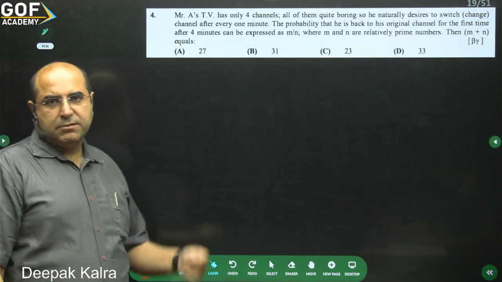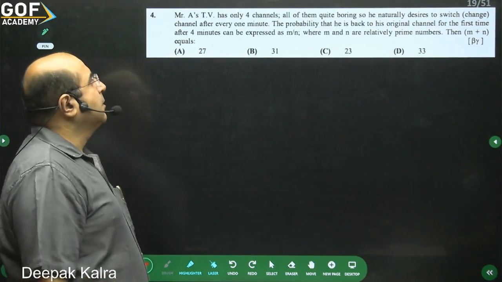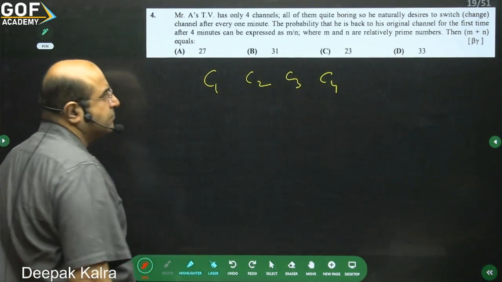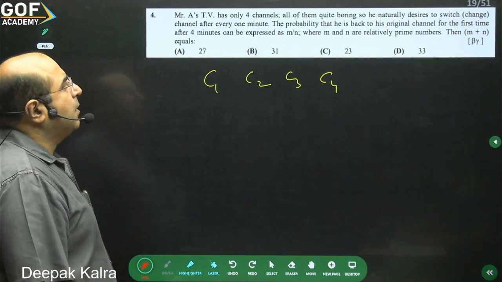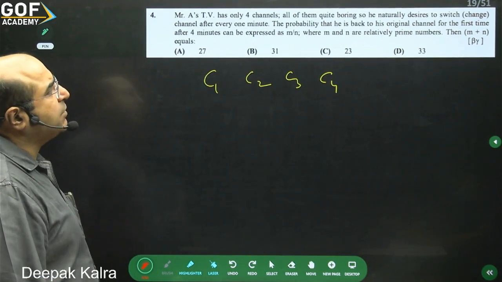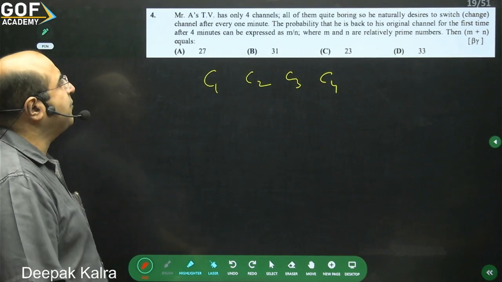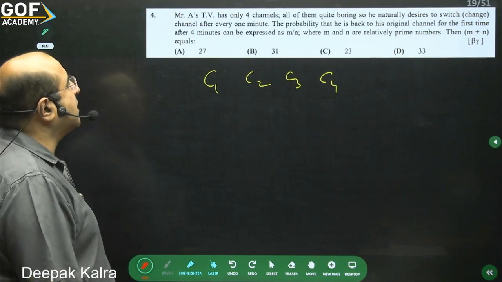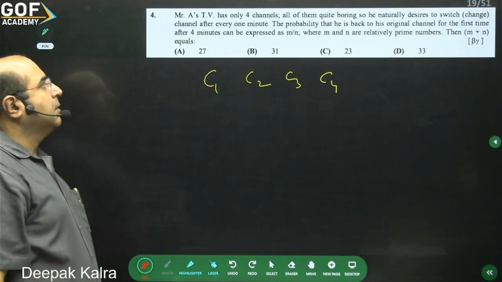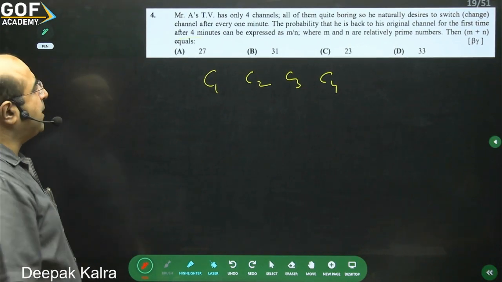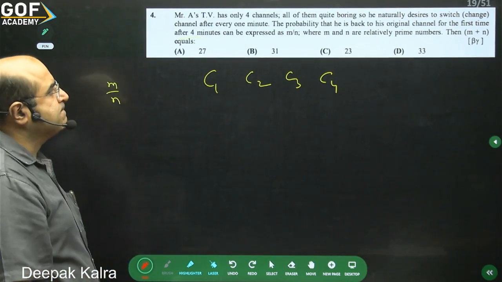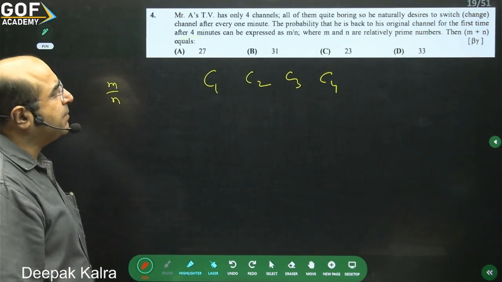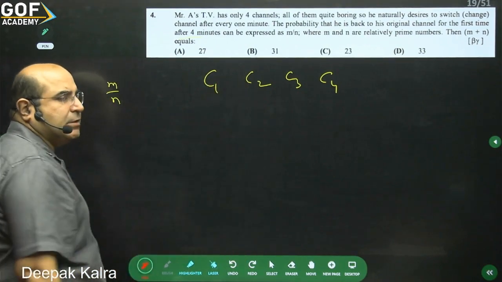Now in this case, you have another question. Mr. A's TV has only 4 channels, C1, C2, C3, C4. All of them quite boring, so he naturally desires to switch the channel after every 1 minute. The probability that he is back to his original channel for the first time after 4 minutes can be expressed as m by n, where m and n are relatively prime. So m plus n they want. Have you done this question? No.